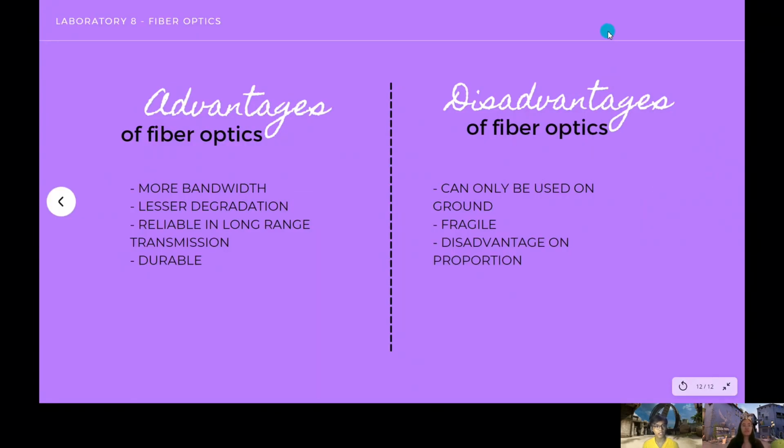So here are the advantages and disadvantages of fiber optics. First, the advantages of fiber optics: it has more bandwidth, less degradation, is reliable in long-range transmission, and of course, it is durable. One of the disadvantages is that it can only be used on the ground. Another is that it is very fragile, and it also has a disadvantage with the proportion of the fiber optics itself. Next, please.